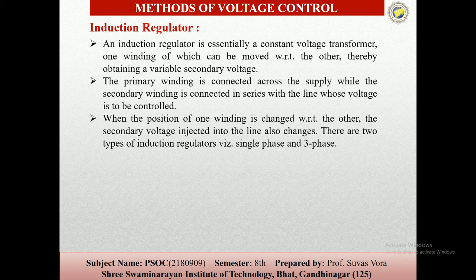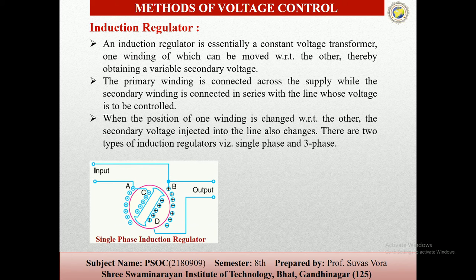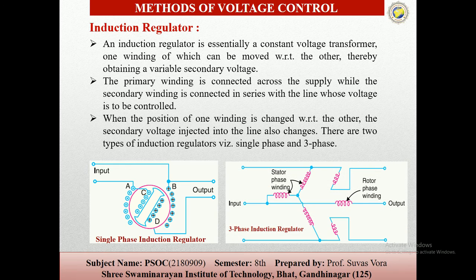The secondary voltage injected into the line also changes, and there are two types of induction regulators, single phase and three phase. You can see here one will be changed with respect to the other. This one is the single phase induction regulator and this one is the three phase induction regulator.